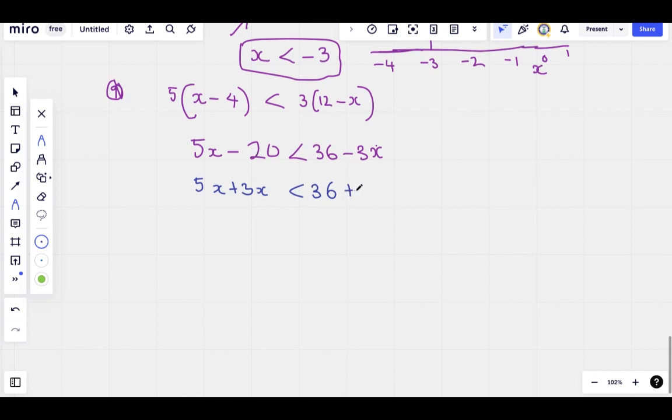After this, you can do, right? Depends on the question. Okay. So we add this and this together, we get 8x is less than. We add this and this together, we get what? 56, right?